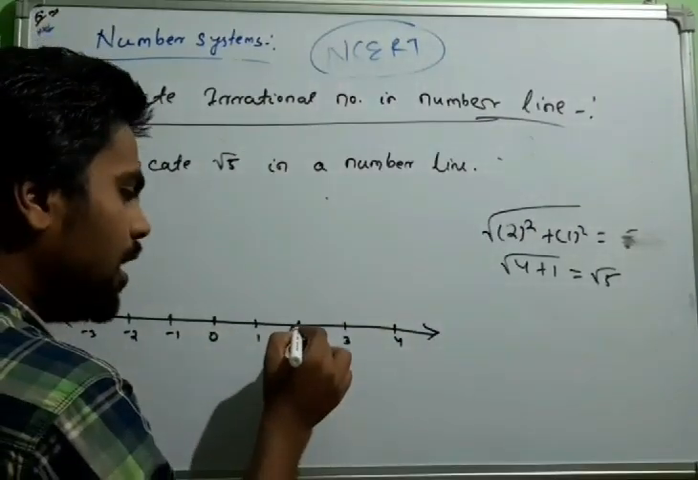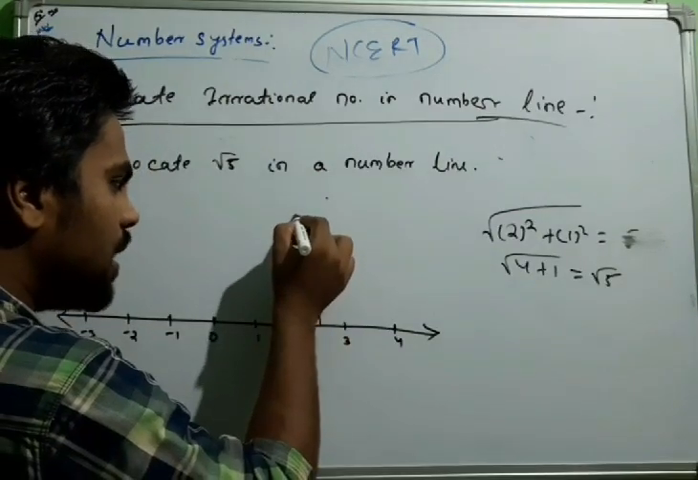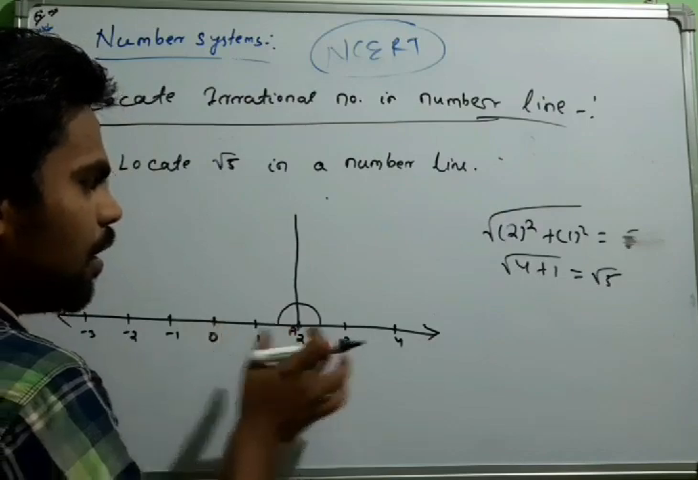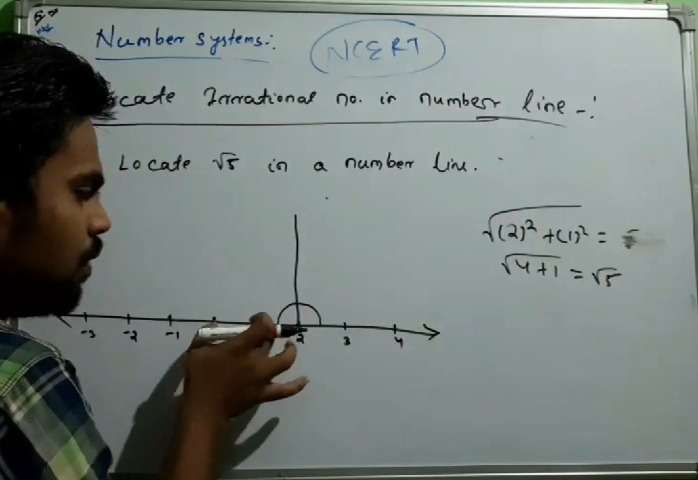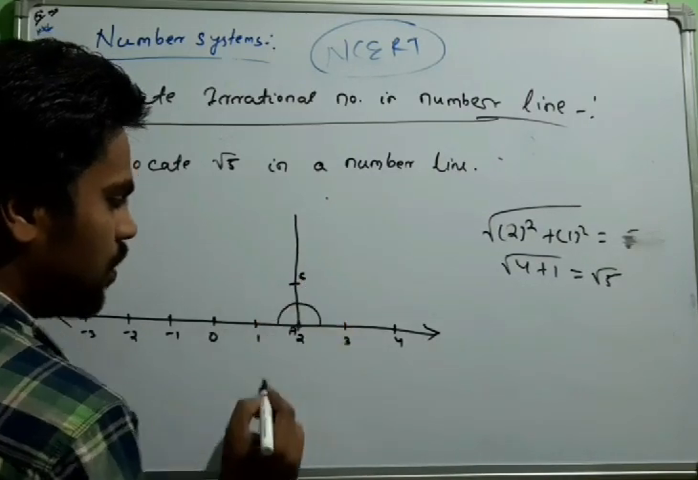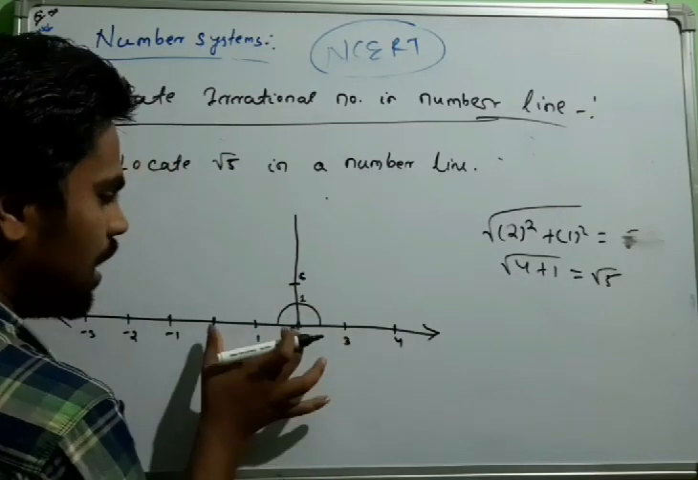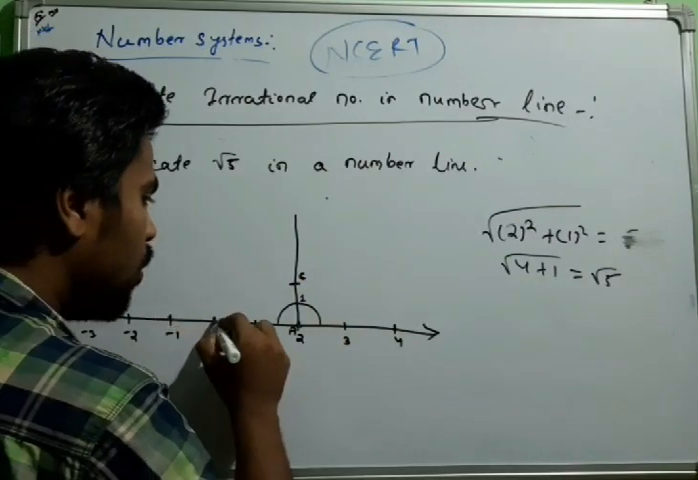At point A, you have to make a 90 degree angle with the help of a protractor or compass. This one is 90 degrees. Yes or no? And you require one unit. So measure 1 unit with the compass and mark it here. That point is known as C. So join. This is 1 unit. O to A is 2 units, A to C is 1 unit, and join OC.